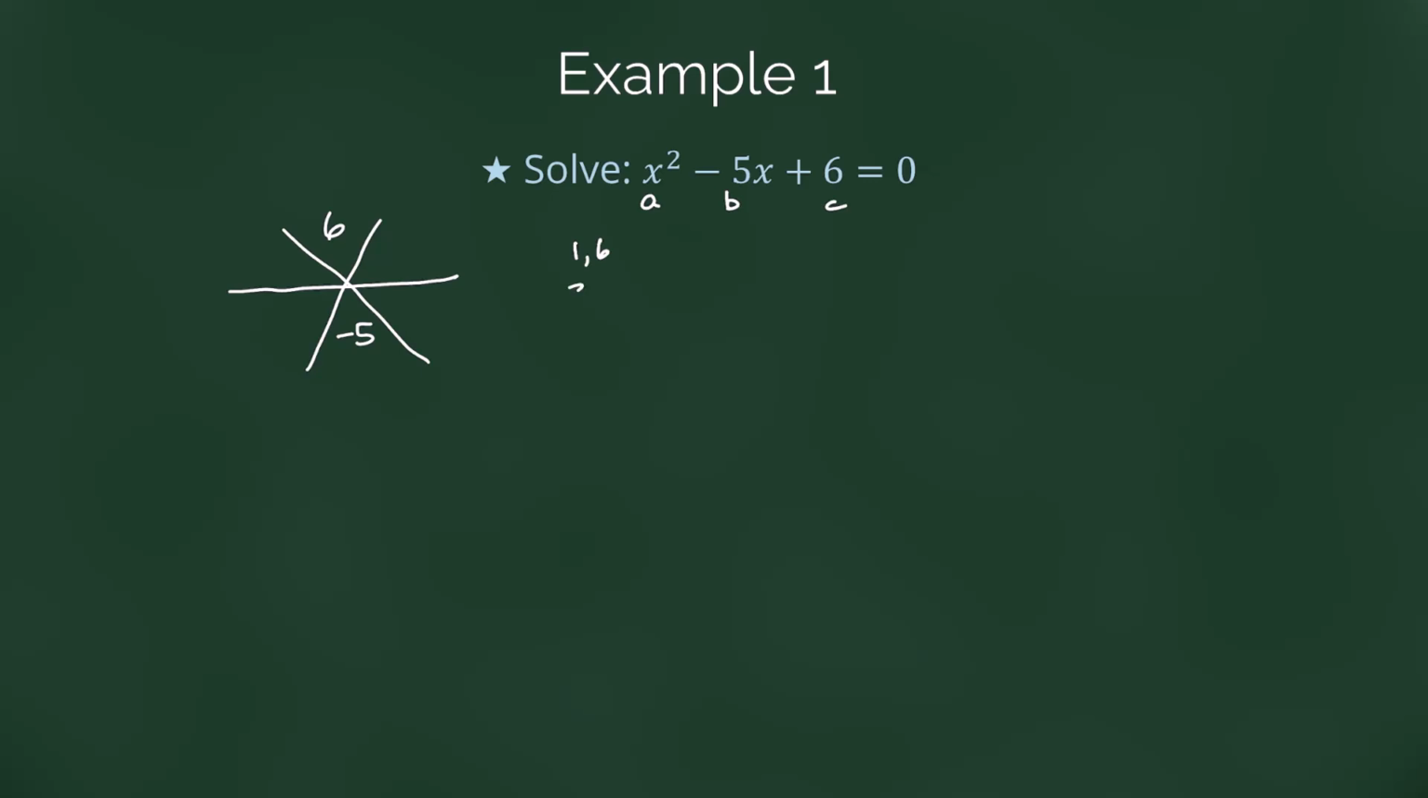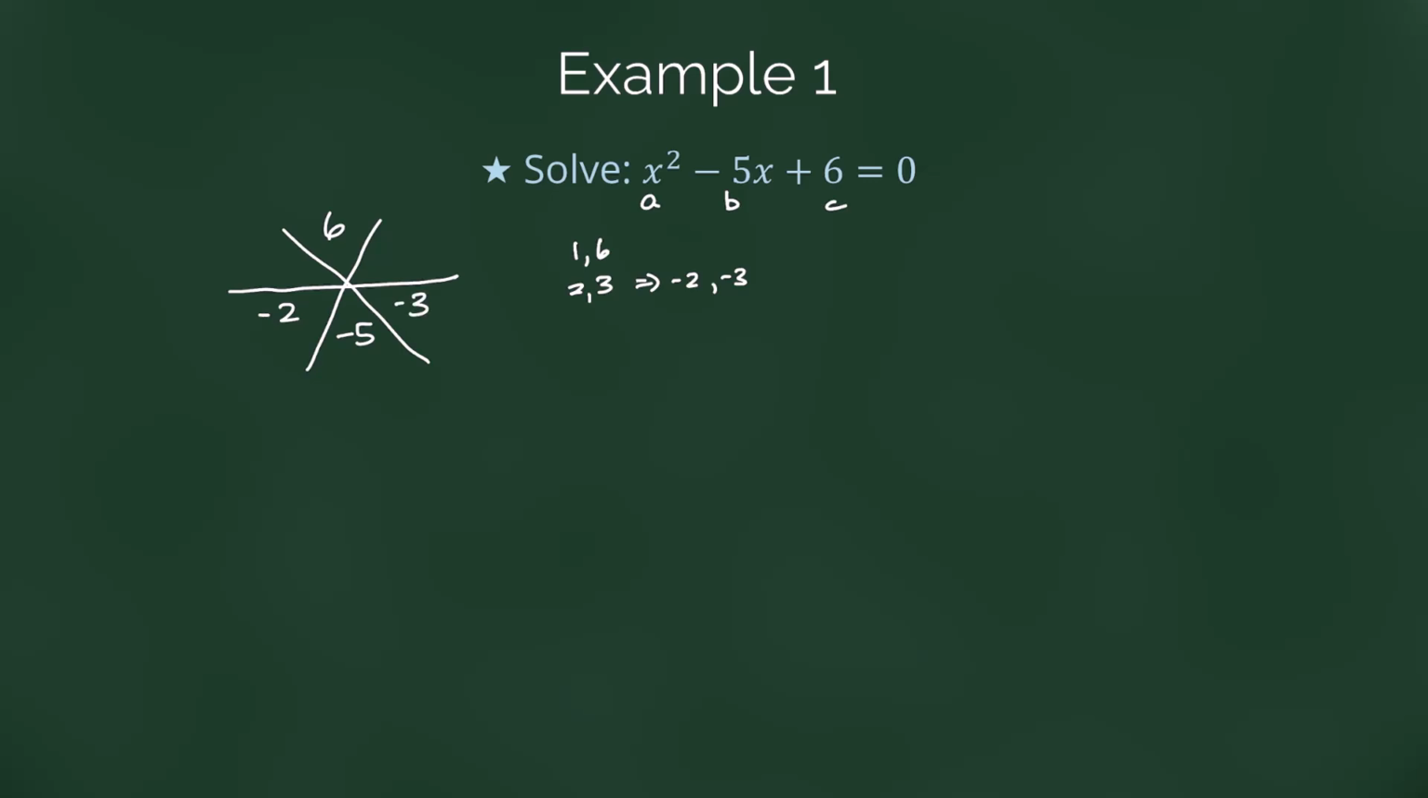We also have 2 and 3. If we make those both negative, negative 2 and negative 3, then they multiply to be positive 6 and add up to be negative 5. So those are the ones that we want. So we're going to put our negative 2 here and our negative 3 here.